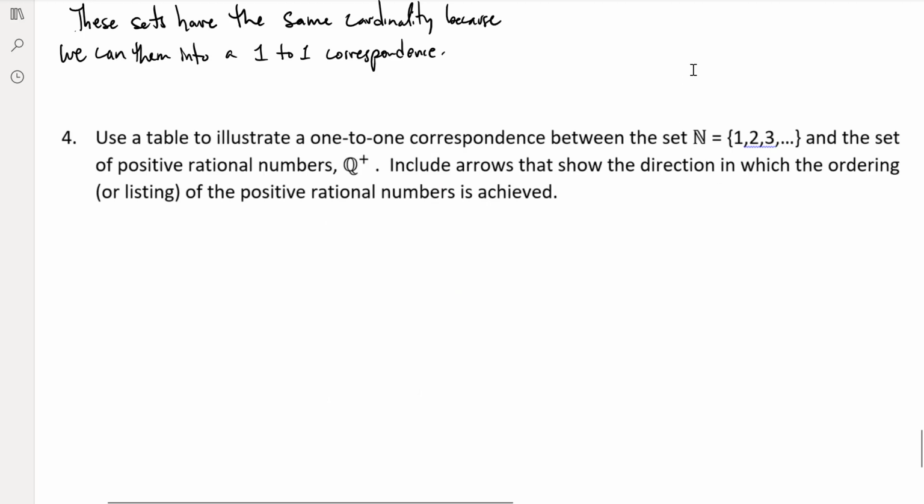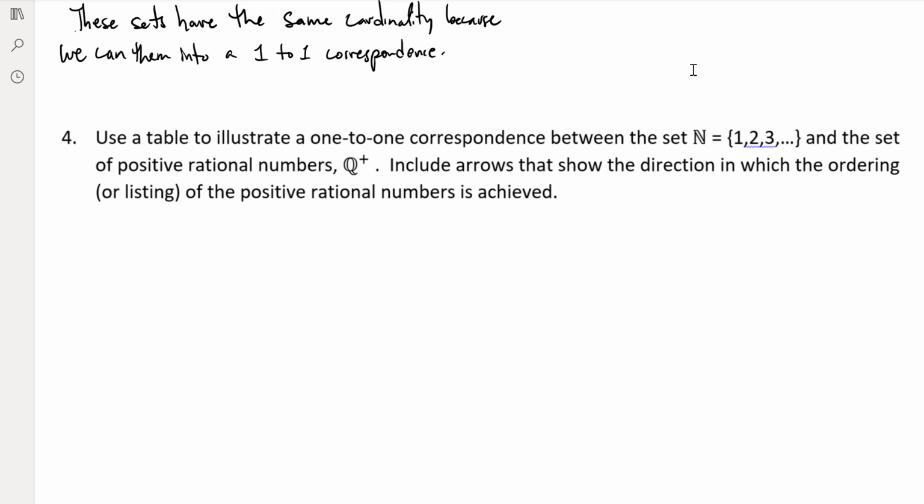Okay, question number 4. It says, use a table to illustrate a one-to-one correspondence between the set N of natural numbers and the set of positive rational numbers, written here as Q plus. All the positive rational numbers, that is all numbers that could be written as a ratio of integers. That is another way of saying all the fractions. In this case, I'm just limiting it to the positives. We can include negatives, but it'll be easier as a next example here to deal only with the positives at first.